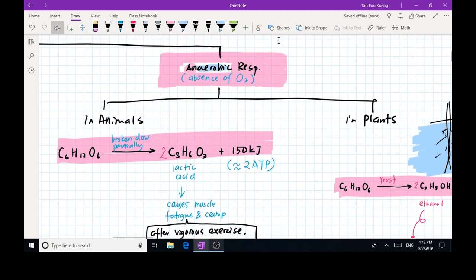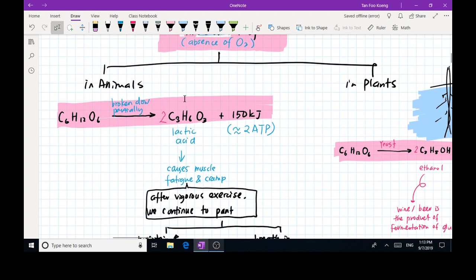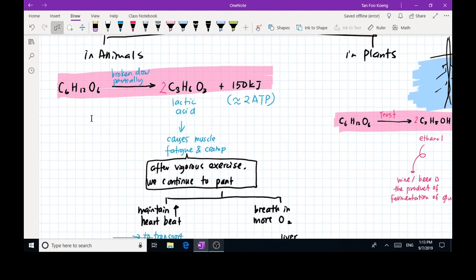Under what circumstances are we going to carry out anaerobic respiration? It happens when the body cells do not have enough oxygen to carry out aerobic respiration. It happens under a few circumstances. Let's look at the examples in animals first. In the absence of oxygen, the glucose is broken down partially to form lactic acid and a little bit of energy. As we can see here, a lot of energy is still trapped in the molecule of lactic acid.